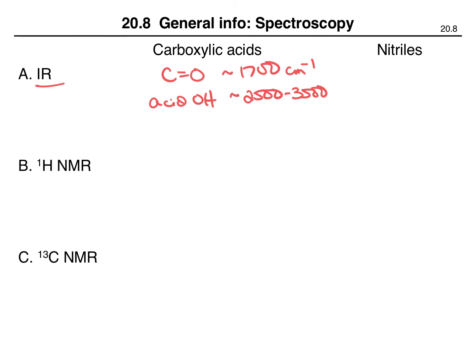And remember, this doesn't mean it's somewhere in between there. It's usually that broad and messy. And then you might also see a C single bond O somewhere between about 1000 to 1200. For nitriles, the most prominent feature will be the carbon-nitrogen triple bond around 2250. So if you recall, this is the same place where you see a carbon-carbon triple bond. So very similar in strength, which is why it takes similar energy to cause them to stretch.